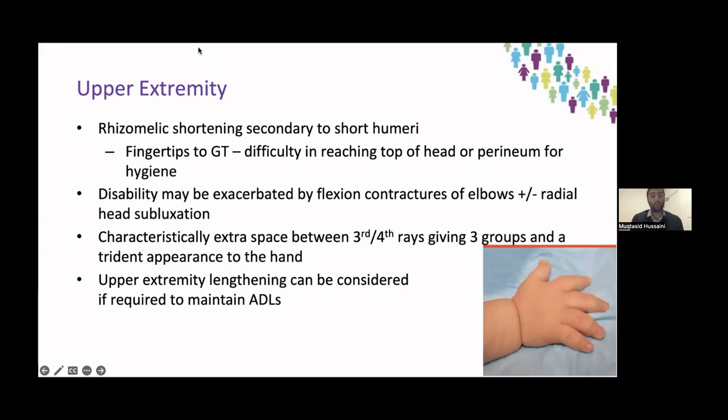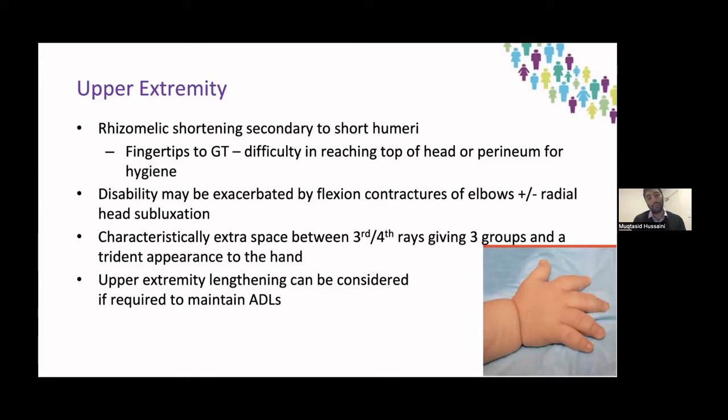In terms of the upper extremity, these patients have rhizomelic shortening secondary to short humeri. So their fingertips often only reach to their greater trochanters, which means difficulty in reaching the top of the head or perineum for hygiene. The disability may be exacerbated by flexion contractures of the elbows with or without radial head subluxation. And characteristically, they have an extra space between their third and fourth rays, which gives three groups and a trident appearance to the hand. It's going to be seen in this photograph here.